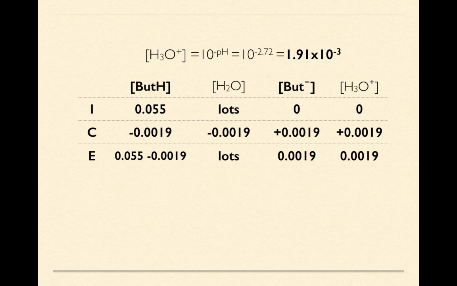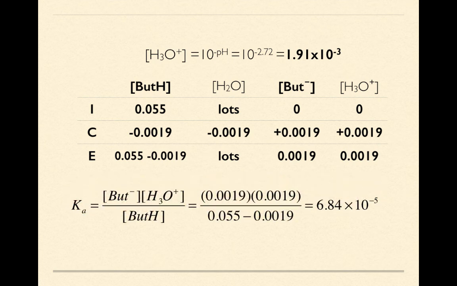Now I can plug that value in for X because that's what X is equal to. So 0.0019. I'll plug that in all my different places there. And so you see we have no more X's, and we know our equilibrium concentrations now of the butanoate, of the hydronium, and of the butanoic acid.